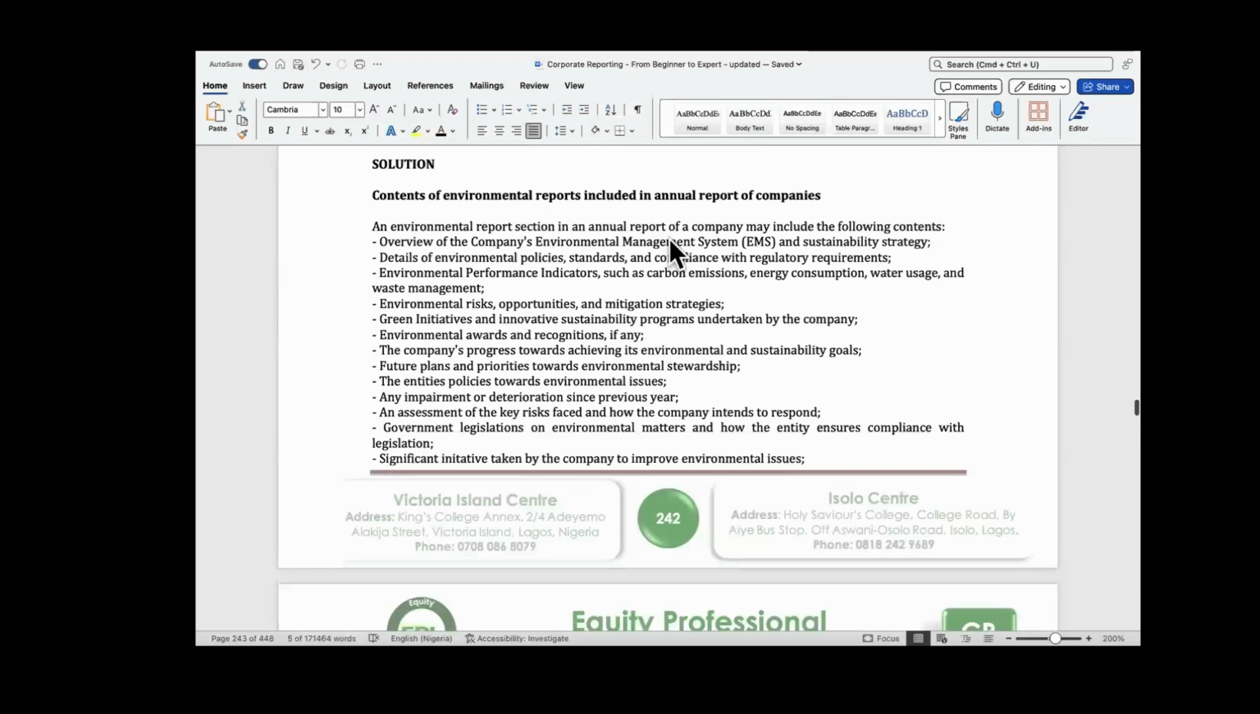Like an overview of their environmental management system and sustainability strategy, their environmental policies, their environmental performance indicators like carbon emission, energy consumption, water usage, their environmental risks and opportunities, their green initiatives, their innovative sustainability programs, their environmental awards and recognition, the company's progress toward achieving environmental and sustainability goals, their future plans towards environmental stewardship, the policies towards environmental issues, and any impairment or deterioration since last year. I mean, what are you doing on the environment? That's all the content of a social and environmental report is talking about. So they can ask you that as well.